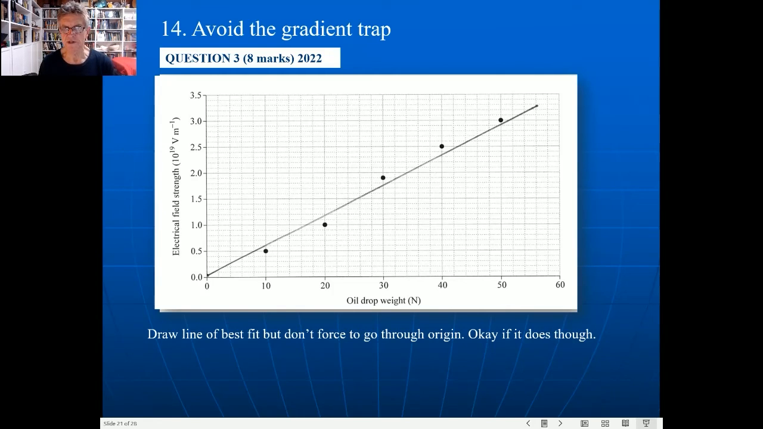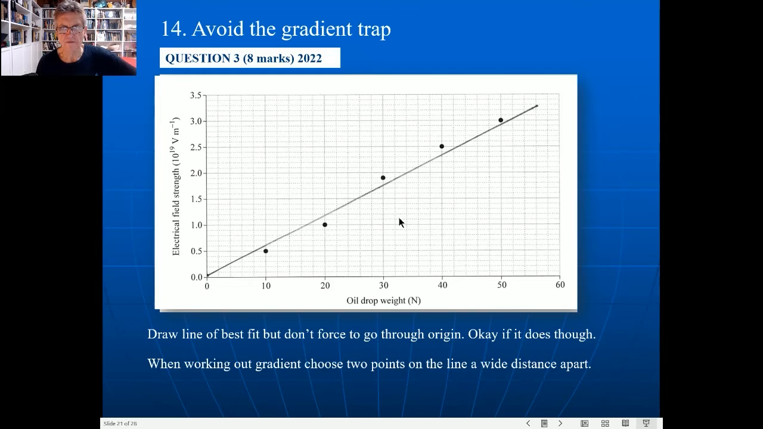The example used in the report showed one similar to this. I think it might have been this one. They used a student example that didn't actually go through the origin. Now, when you're working out the gradient, use 2 points on the line a wide distance apart. So don't use these two. Remember, you have to use points on the line, not the plotted points on the graph paper. You just mark them on the line, but don't use them too close together. Use one at each end if you can.